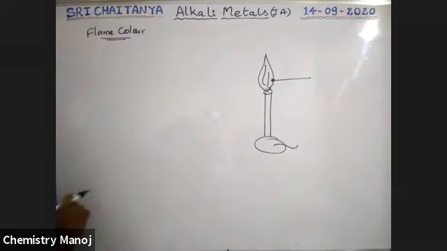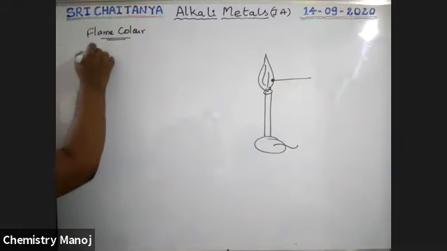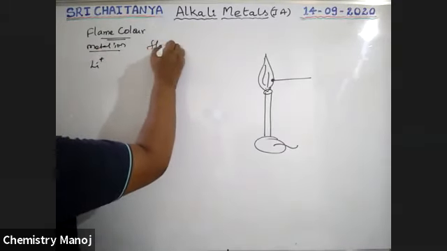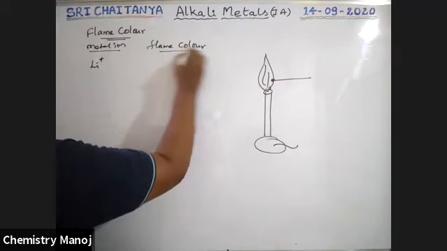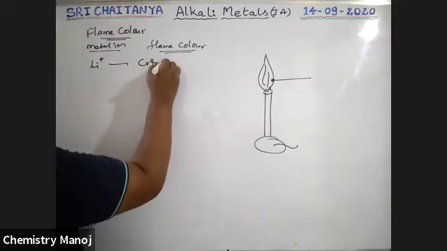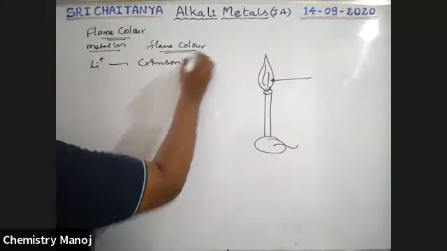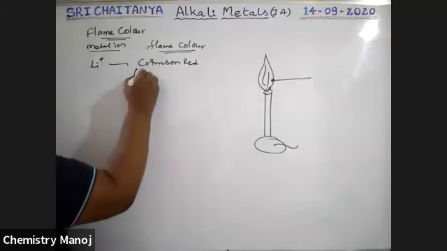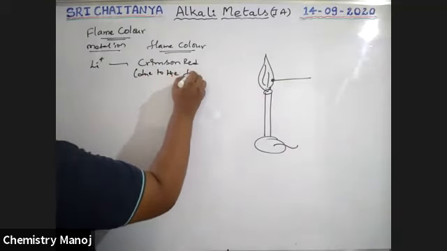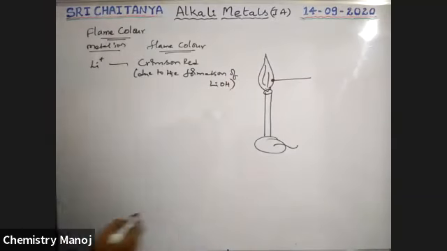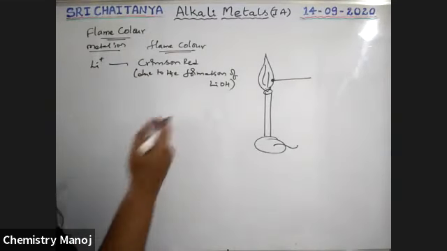Metal ion and flame color. What do we observe? The lithium ion gives crimson red. Very, very important, boys: lithium ion has crimson red, due to the formation of lithium hydroxide. Lithium salts give crimson red flame color.